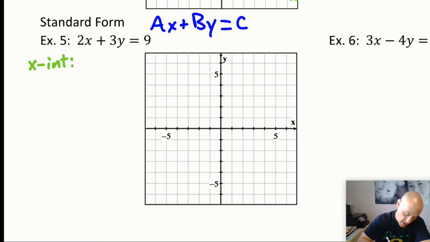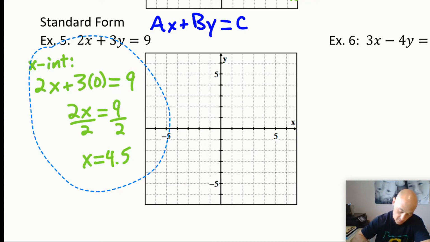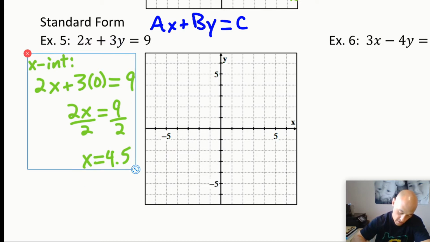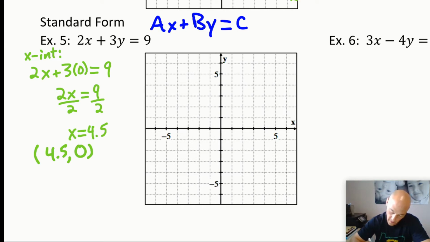So I have 2x plus 3 times 0 equals 9. This 3 times 0, that's 0. So I have 2x equals 9. And then I divide by 2, and I get x equals 4.5. Should have written a little bit smaller here to make sure I have space. This gives me the point 4.5, 0 right there.